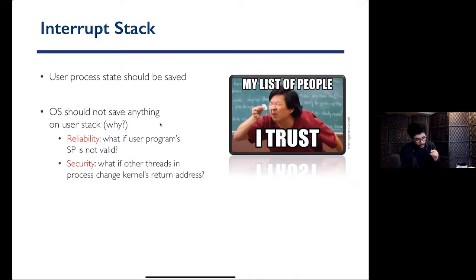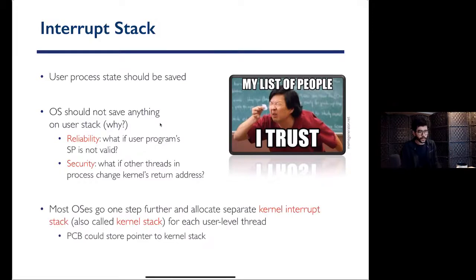So we're not going to trust the user. As a result, we are going to have something that is called the kernel interrupt stack. We're going to allocate a kernel stack for kernel code. Kernel code has to have a kernel stack inside kernel memory. And we're not going to use user stacks for anything because of what I just said.